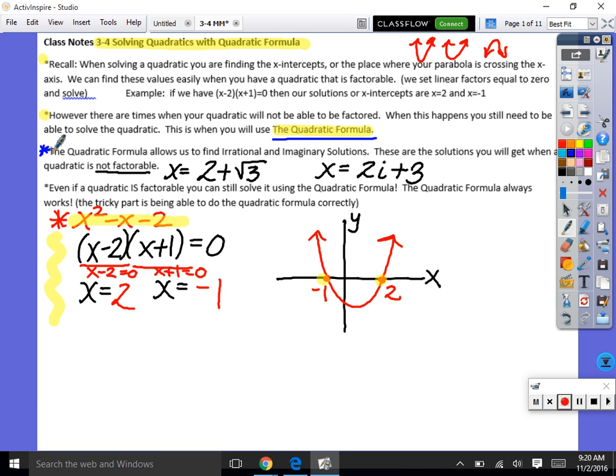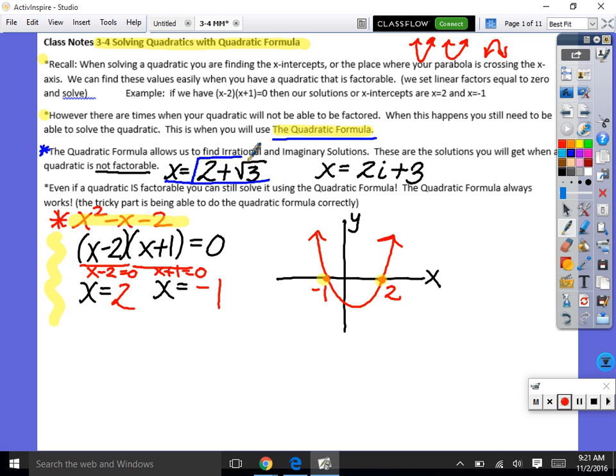So looking at this bulletin point, the quadratic formula allows us to find irrational, and irrational means cannot be written as a fraction, and imaginary solutions. And these solutions you will get when a quadratic is not factorable. So if it doesn't factor, then your solutions will be irrational or imaginary. So this is what an irrational solution looks like.